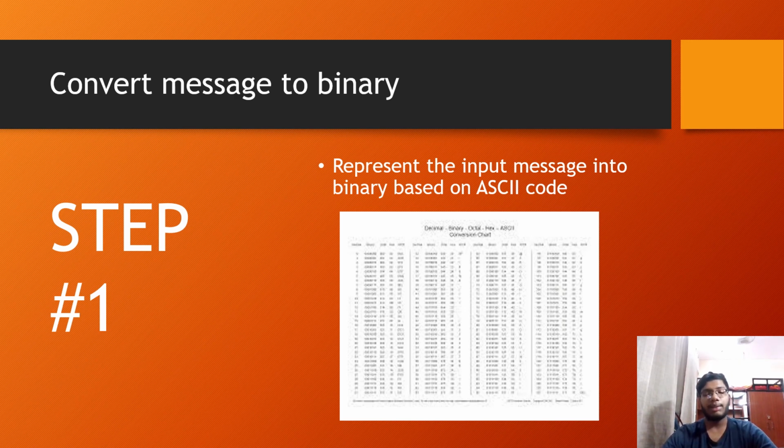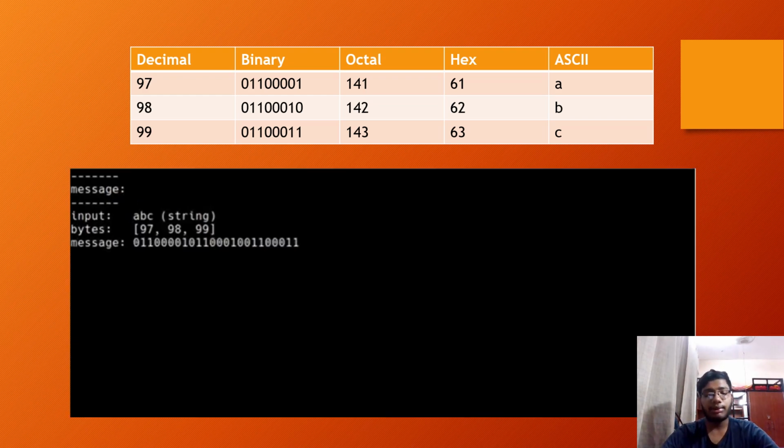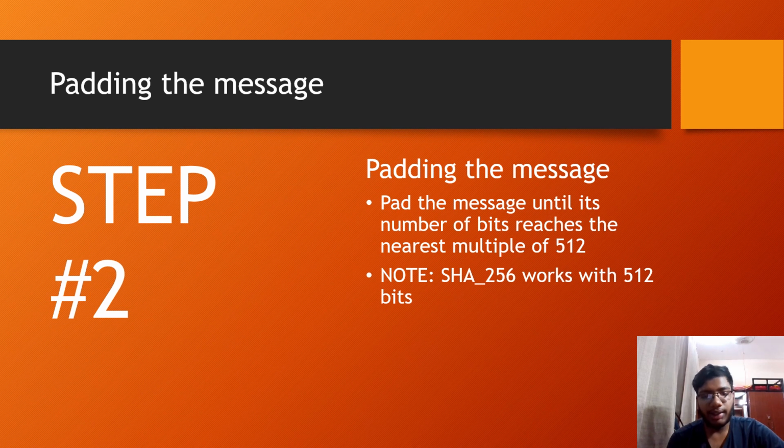So using this, we simply get the number assigned to each character in the message and convert it correspondingly into binary. For example, we have the input A, B, C. Based on the ASCII table, A is equal to 97, B is 98, and C is 99. Converting these numbers to binary, we have the following bit string. Now we are at the second step, which is expanding the number of bits in a message to the nearest multiple of 512. Since SHA-256 hashes data in chunks of 512 bits, how are we going to increase the number of bits to 512?